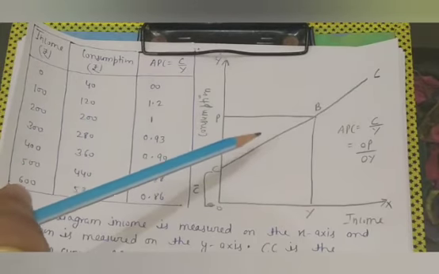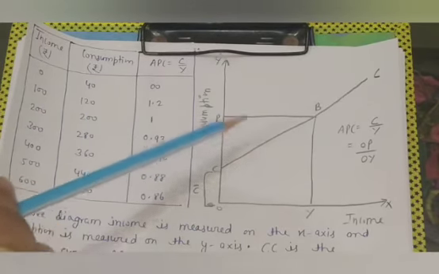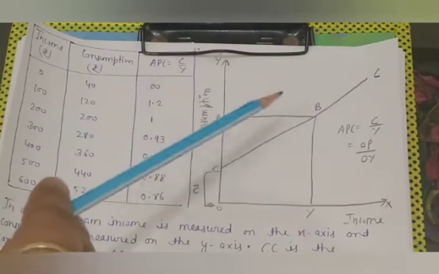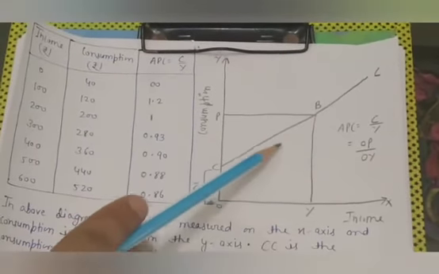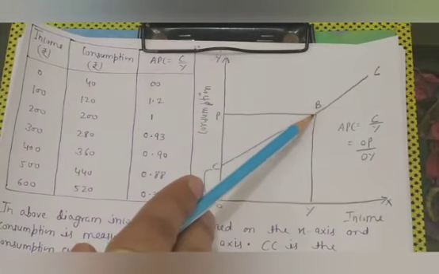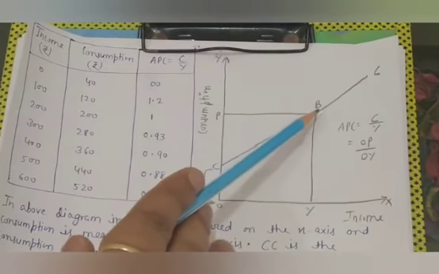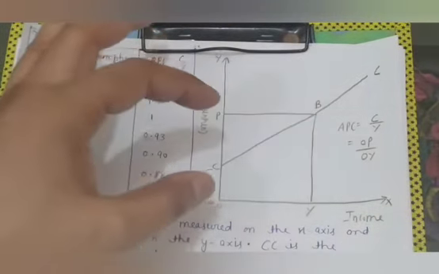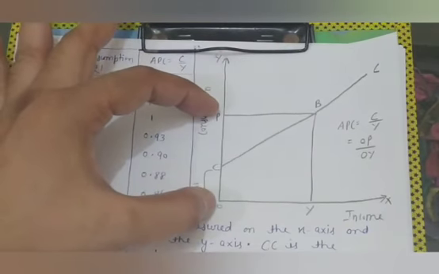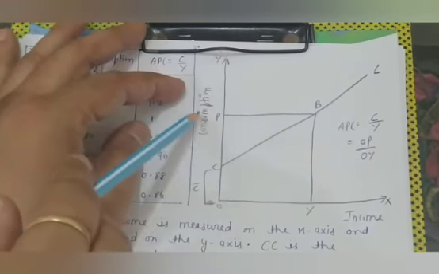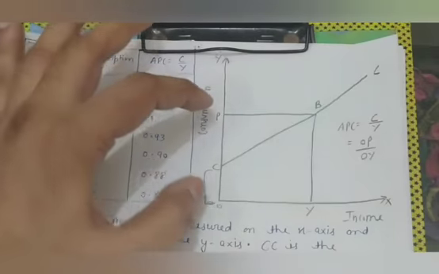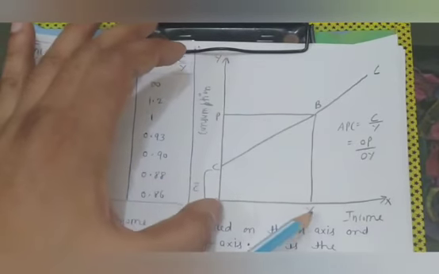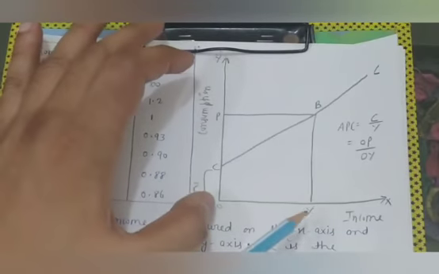But after this we are going to learn how to calculate the value of APC in a diagram. This is the consumption line. Suppose you want to calculate the value of APC at point B. At point B consumption is OP, because consumption is measured on the y-axis and income is measured on the x-axis. So consumption is OP and income is OY.